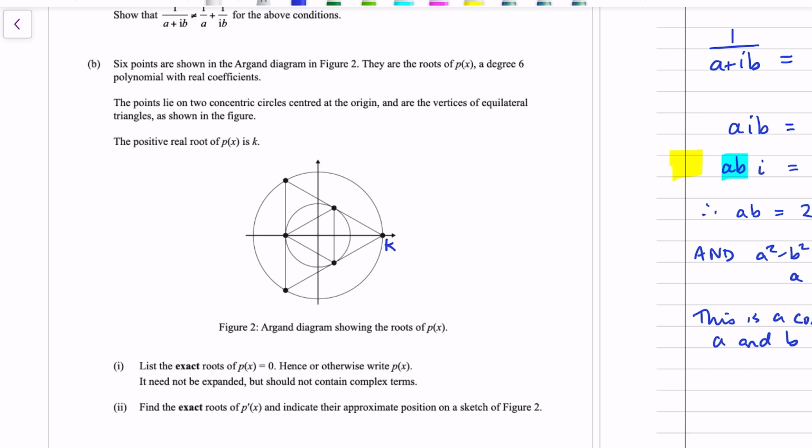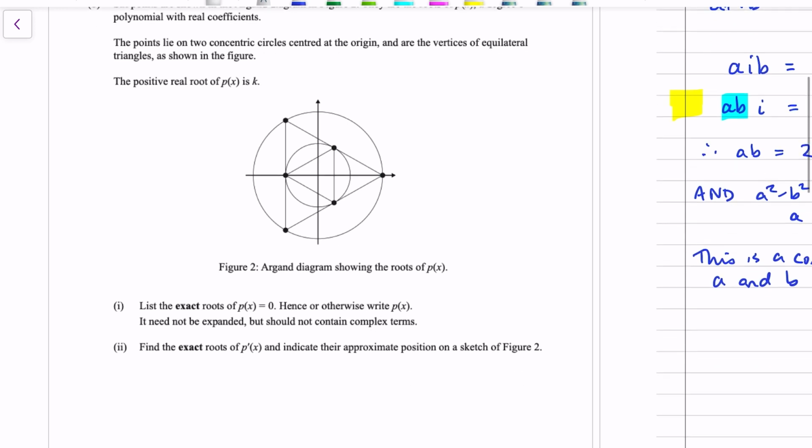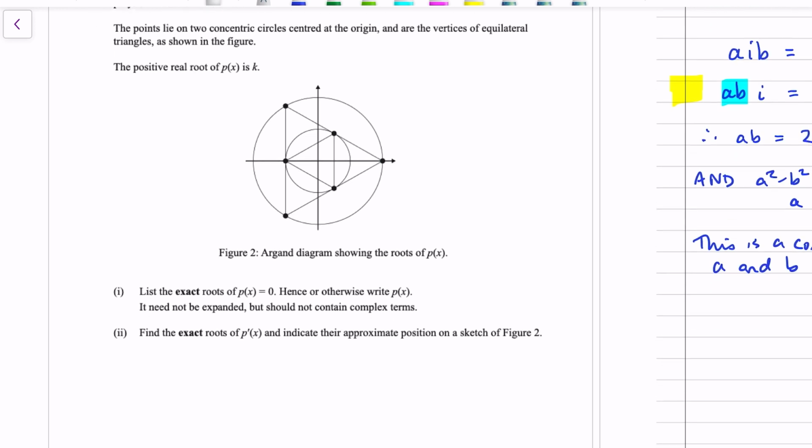So you can go around the diagram and you can use the fact that these are equilateral triangles. For example, this length here is K, and we can make a right angle triangle there, and we can work out all the other points. And I mean, I challenge you to do that. However, the fact that we then, once we've found the polynomial, need to differentiate the polynomial.